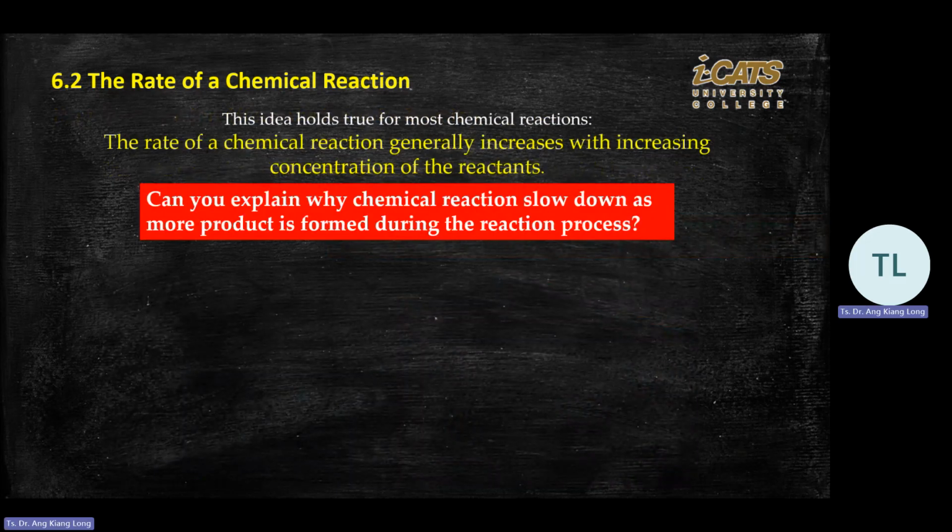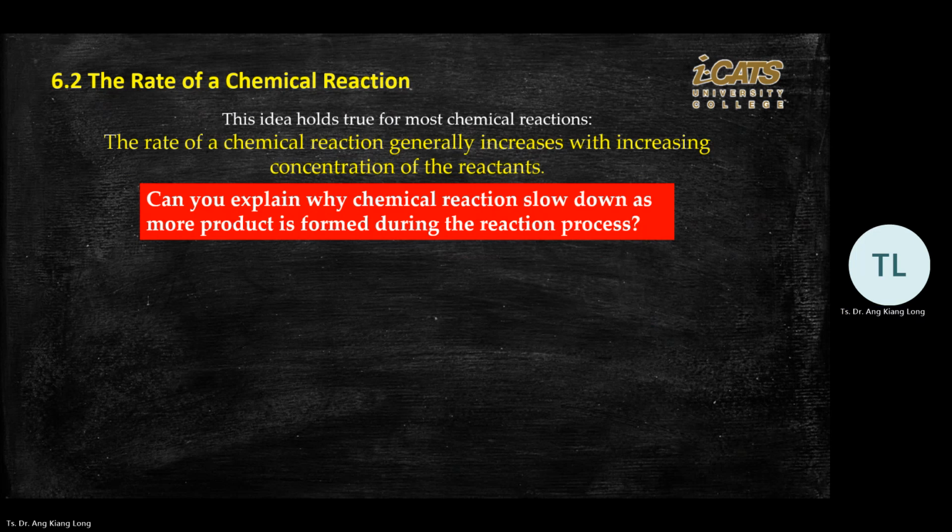Second one, can you explain why chemical reactions slow down as more product is formed during the reaction process? Again, there are two factors affecting the rate of reaction. Concentration of the reacting molecule, and temperature of the mixture.